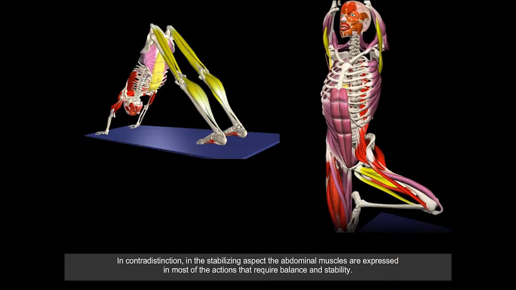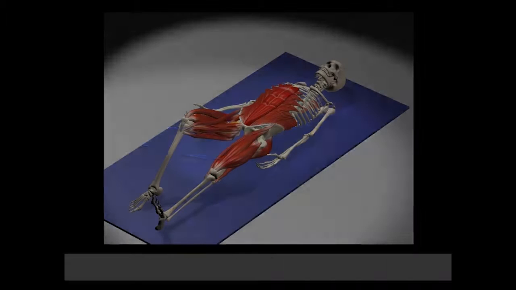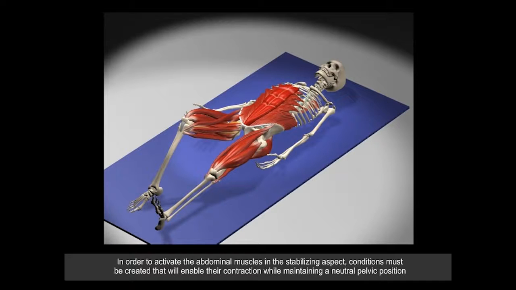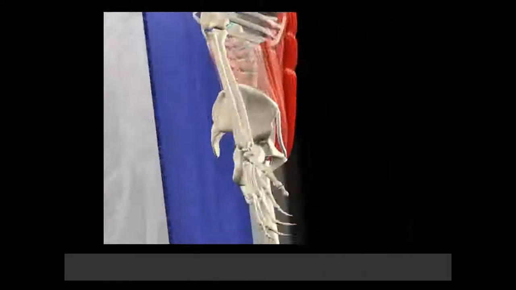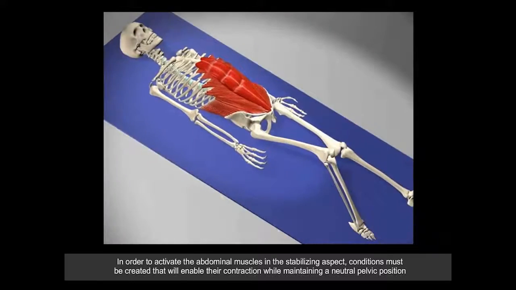In contradistinction, in the stabilizing aspect, the abdominal muscles are expressed in most of the actions that require balance and stability. In order to activate the abdominal muscles in the stabilizing aspect, conditions must be created that will enable their contraction while maintaining a neutral pelvic position.